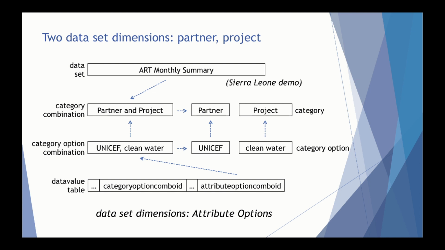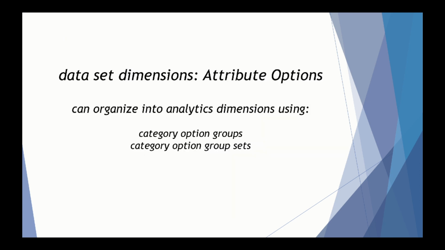Note that for the data element dimensions and the data set dimensions, I've just shown examples for 0, 1, and 2, but any number of additional dimensions are also possible, limited by the size of your database, limited by being able to represent all those combinations of all the dimensions in the database and the processing power you have and so on. But you can get the idea, I hope, from the examples of 0, 1, and 2. So that is how attribute options are stored in the database.